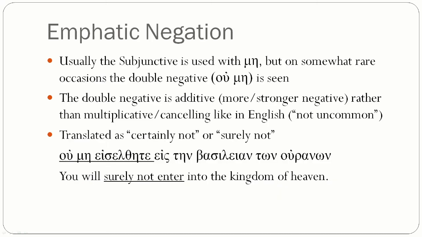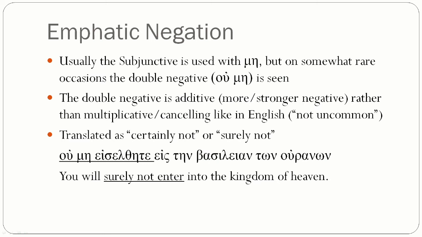Okay. Last one here, subjunctive of emphatic negation. This one is an interesting one. It doesn't occur a lot, but when it does, it's very easy to recognize. Normally, as we mentioned before, the subjunctive is used with may to express a negation. But then on somewhat rare occasions, the double negative is seen, and the double negative makes it stronger. It adds on. Two nots means really not.